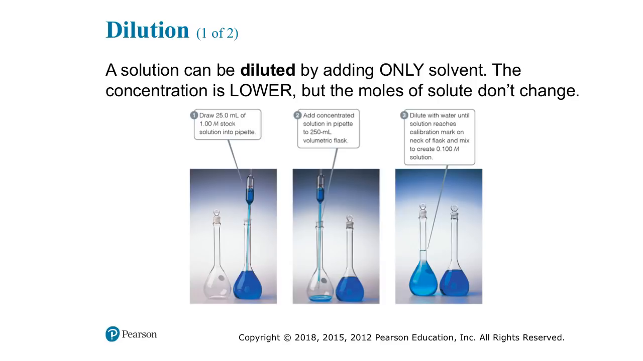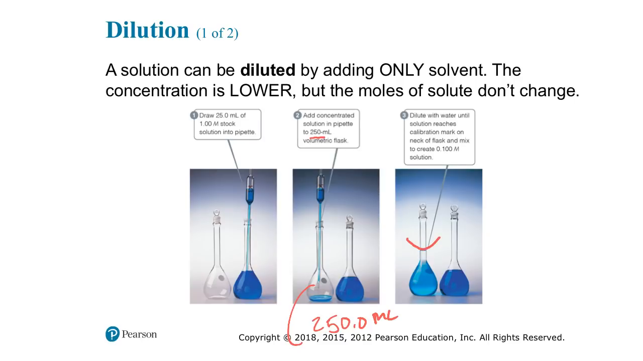So let's say we take 25.0 milliliters of a 1.0 molar stock solution and put that into a pipette. We use the pipette very carefully and add that to a new 250 milliliter volumetric flask. The idea of a volumetric flask is that it's calibrated to hold precisely 250.0 milliliters. And so then we dilute that with water until the solution reaches the calibration mark on the new flask.